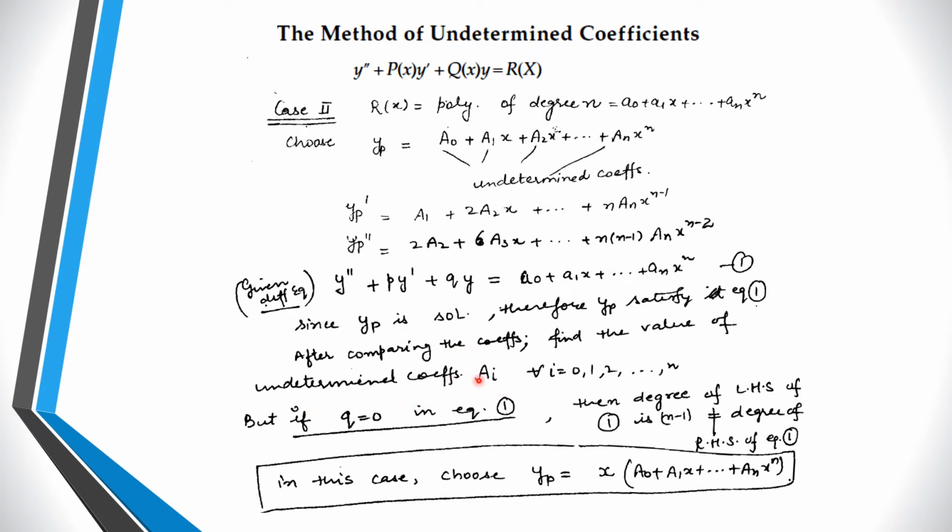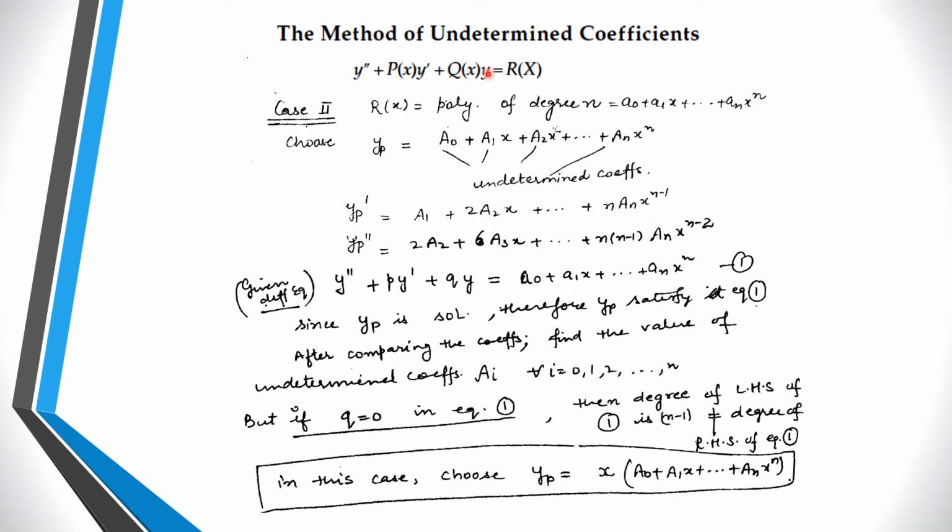So once again, we are given a non-homogeneous second order linear differential equation where R(x) is a polynomial of degree n. Then we choose yp with the same degree and having undetermined coefficients. Since we suppose that this is a solution of this equation, it should satisfy it. So we need to find yp dash and yp double dash, substitute over here, simplify, and comparing the coefficients on both sides, you will get the values of the capital Ai's.